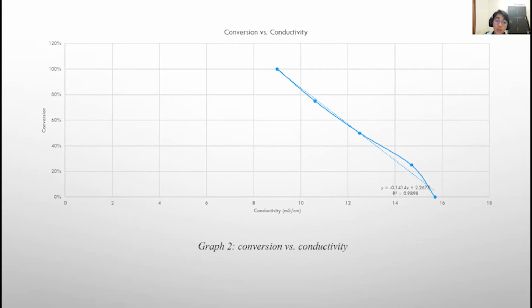The equation that we get from graph 1 will be used to calculate the concentration of sodium hydroxide at temperatures of 30 degrees Celsius and 50 degrees Celsius. Meanwhile, the equation formed from graph 2 will be used to calculate the conversion for both temperatures.